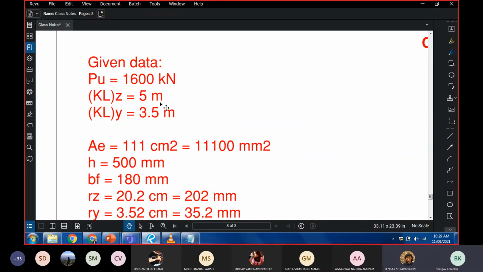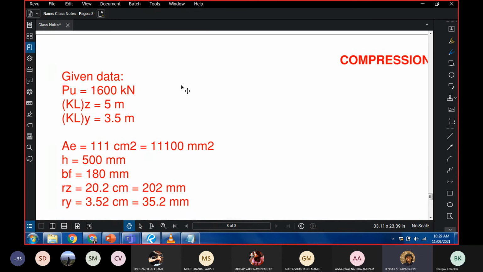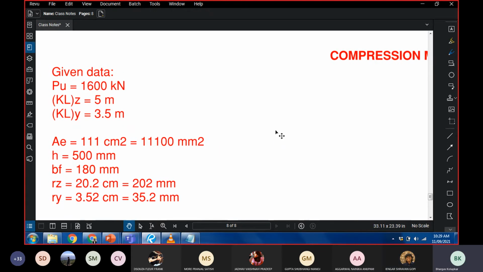Then is it because of the end constraints? So let me rephrase that. Is it because the end constraints are different, like the base is wider than the actual column? Okay, so I'll answer this question. Let's see if you understand it.